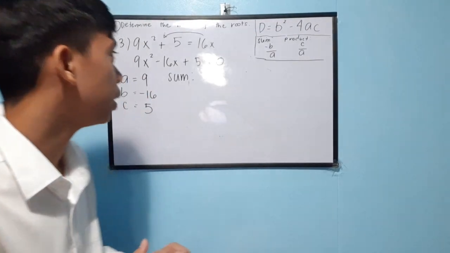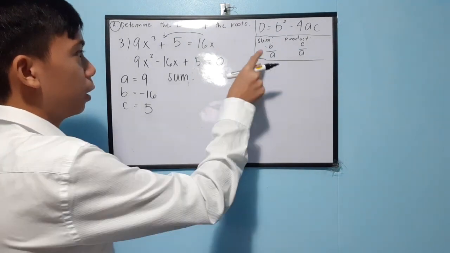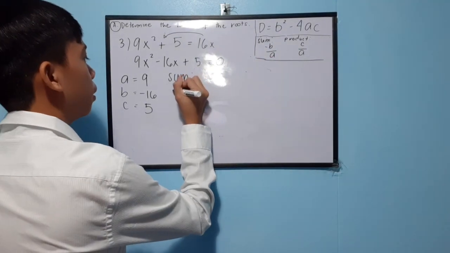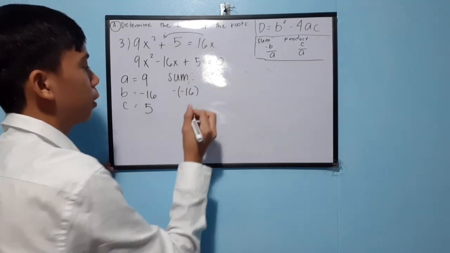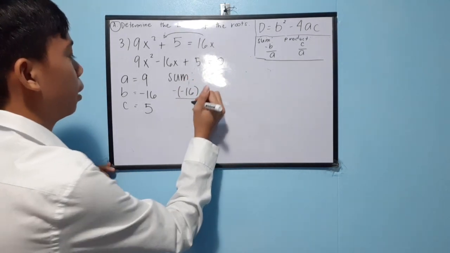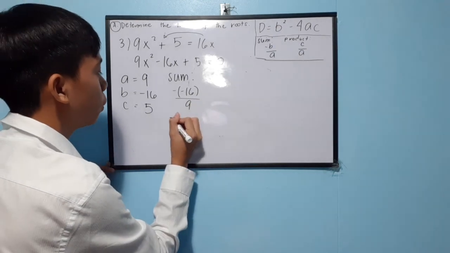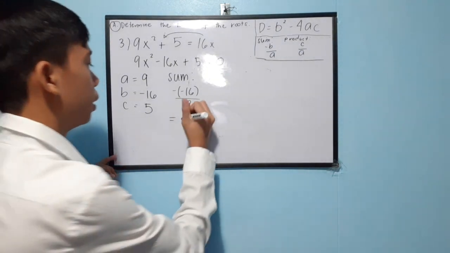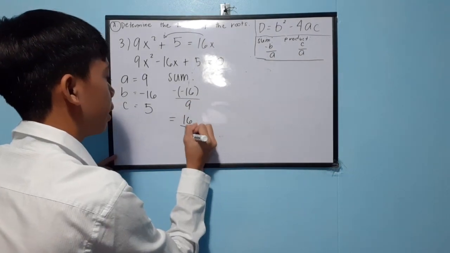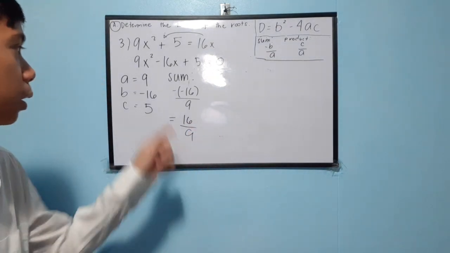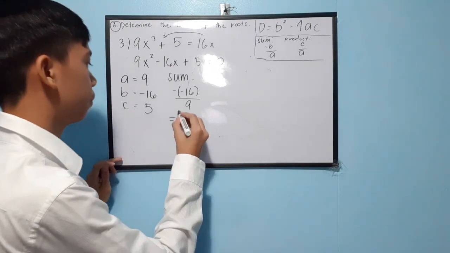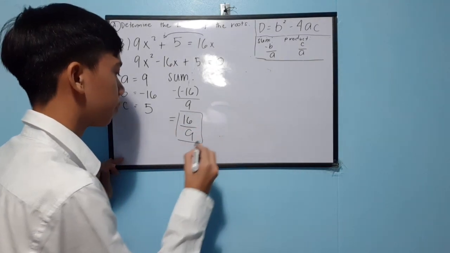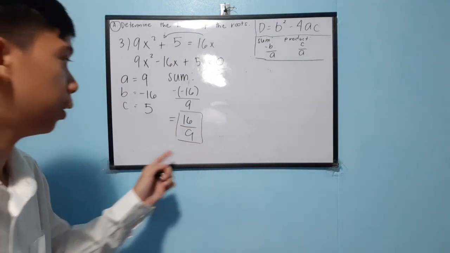The sum, we need to put this again. So negative negative 16 over 9. So the answer to this will be 16 over 9, because negative times negative is equal to positive. So this will be the final answer for the sum.